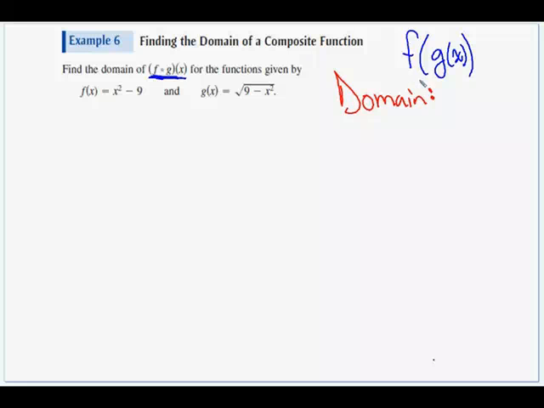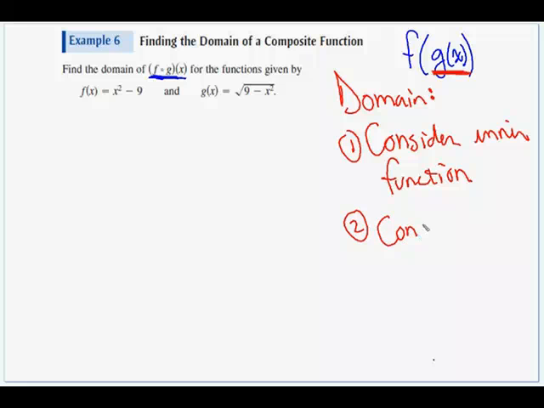consider two separate domains. Consider the domain of g of x, or the inner function. Consider the inner function's domain. So we consider the inner function, just whatever g of x is, before we compose it. And then, that's number one, we're also going to consider the composite domain, the final composite function's domain. Consider f of g of x's domain. So we're actually going to look at two domains and see where they overlap. Where that overlap is will be the domain of the entire composite function.